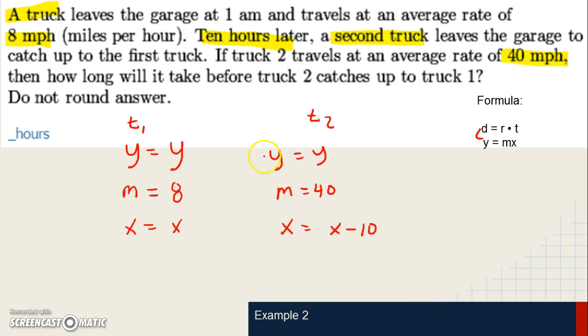Now we have everything filled in that we need to, so we can go ahead and create our equation. So the equation for truck 1: y equals, the rate is m, and x. And these are nice and solid for us, so they're ready to go in the graphing calculator. Here we have y equals, and then 40, and then our time is x minus 10, right? And we don't have to distribute this because the calculator will do all that hard work for us. So now we're to the point where we can go ahead and graph.